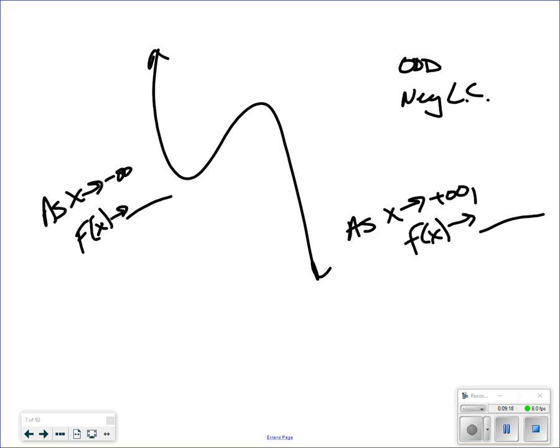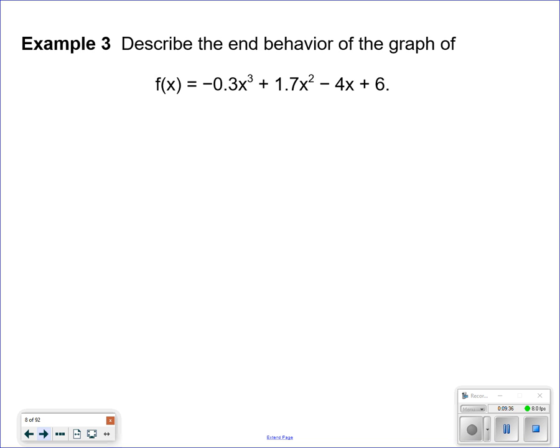So you'll notice on the negative infinity side, which this is the negative infinity side, it's going upwards. You'd put positive infinity. As x, this is the positive infinity side, and as you can tell, this one's going downward, so you would say negative infinity. So let's go back now.